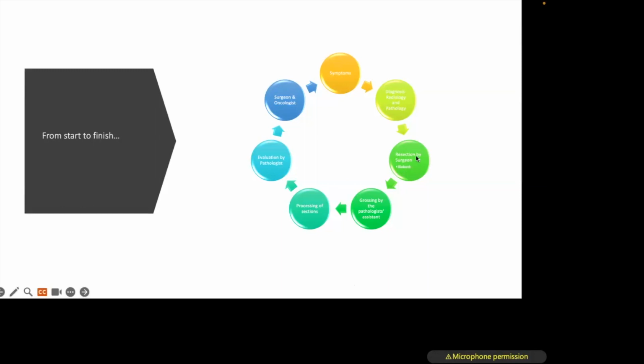Once the specimen is resected by the surgeon, it goes to the pathology lab where it is grossed. Grossing means a visual inspection of the specimen by our pathology assistants. Then the specimen is processed, evaluated by the pathologist, and then a report is generated, which goes back to the surgeon and oncologist.